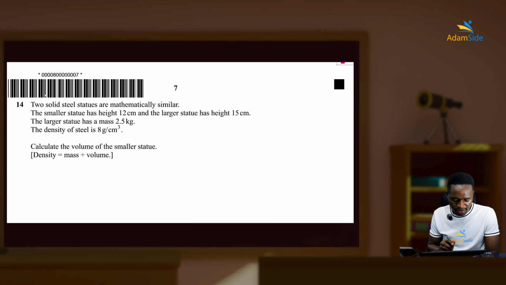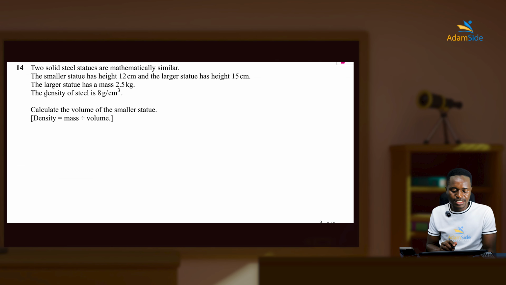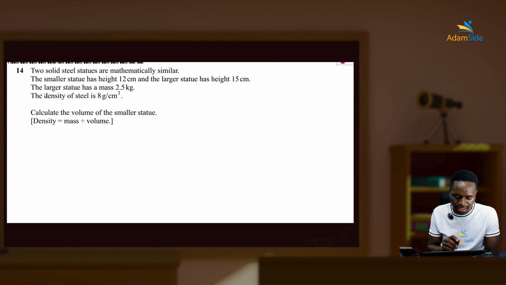Okay, question number 14. Two solid steel statues are mathematically similar. The smaller statue has a height of 12 centimeter, and the largest statue has a height of 15 centimeter. The largest statue has a mass of 2.5 kg. The density of steel is 8 grams per cubic centimeter. Wow, that's fine. So what are we supposed to do?